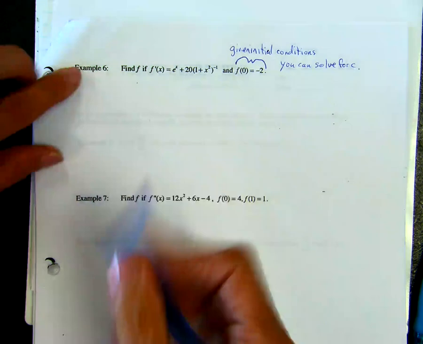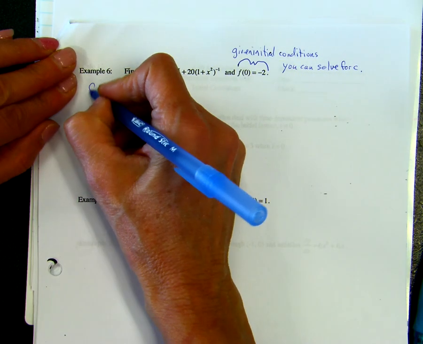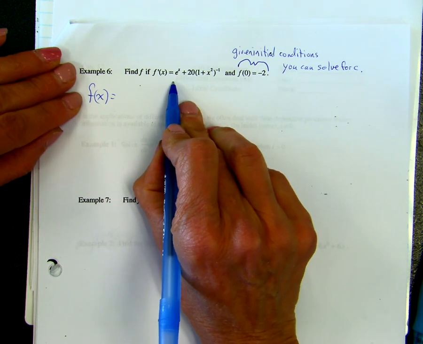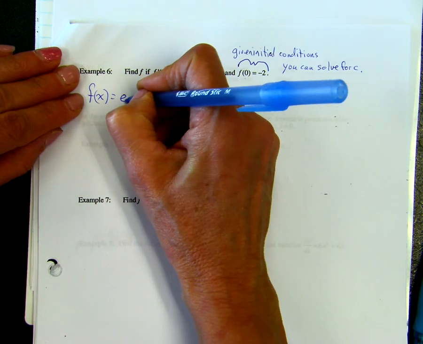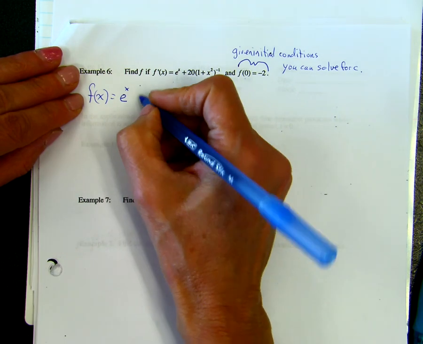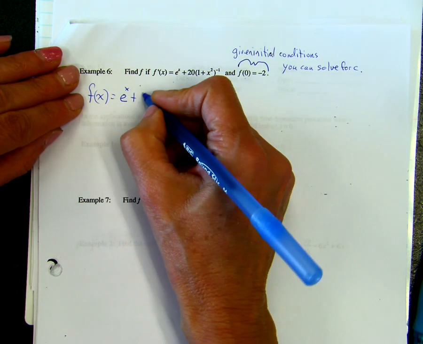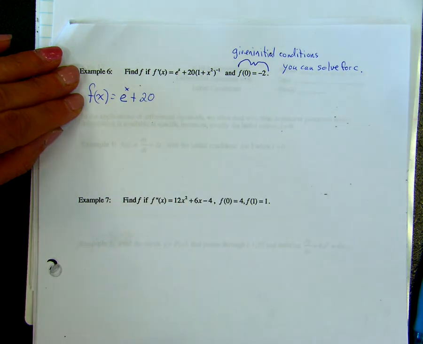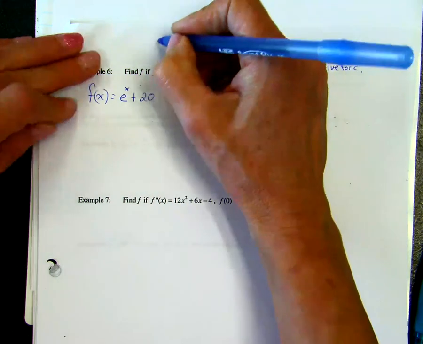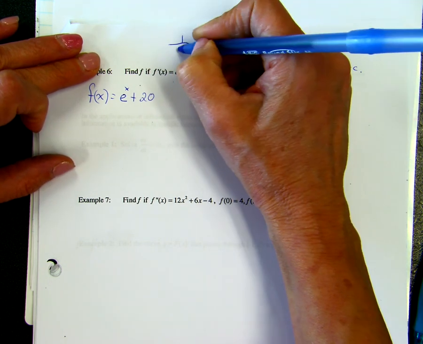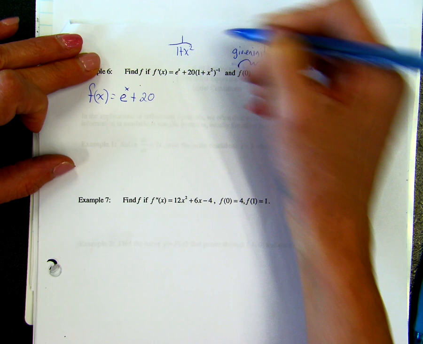Okay, so here's the derivative. What was the original function? Well, the most general solution is the antiderivative of e to the x, which is e to the x, plus 20 times the antiderivative of 1 plus x squared to the minus 1. Do we remember what this would be? 1 over 1 plus x squared.